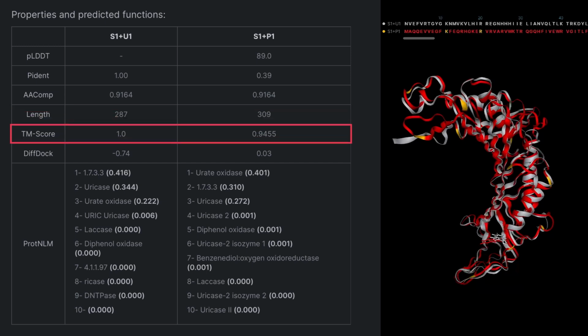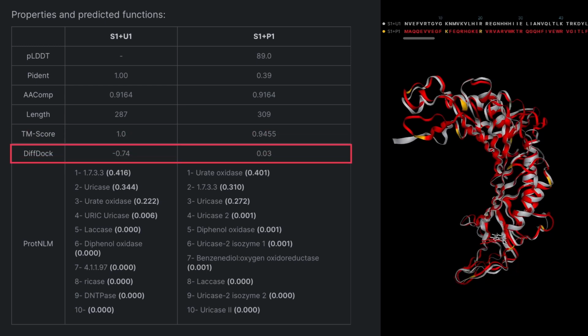TM score is a measure of structural similarity. It ranges from 0 to 1.0, where 0 means that there is no structural overlap, and 1.0 means perfect 3D alignment. A score of 0.5 or higher is a generally used cutoff for "similar" folds.